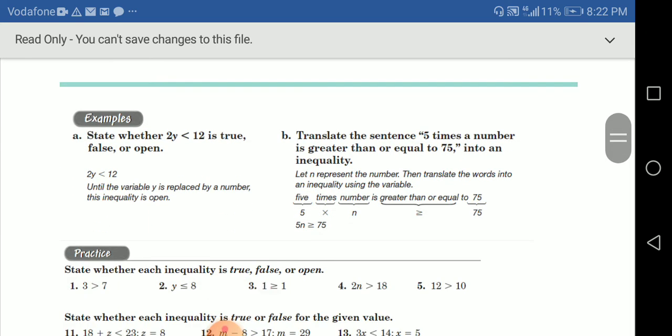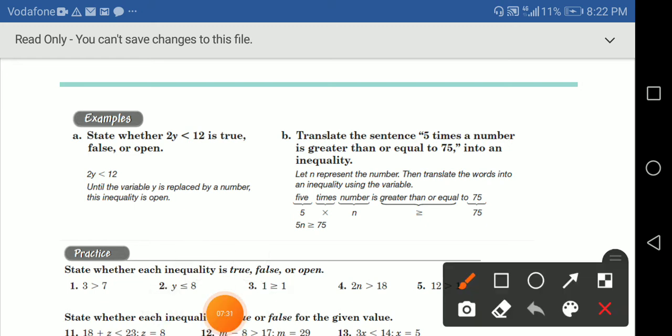Let's have another kind of question. State whether 2y less than 12 is true or false. We are talking about inequalities here. So 2y less than 12 or not. What do you think, guys? Until the variable y is replaced by a number, this inequality is open. Why? Because here we have less than without equal to. Yes, this is an open inequality.